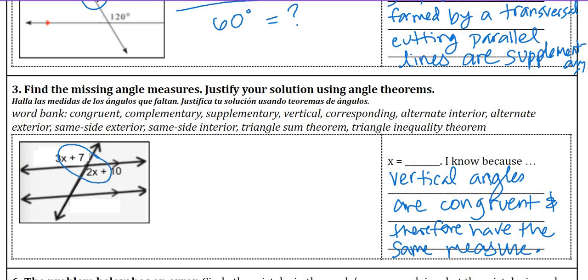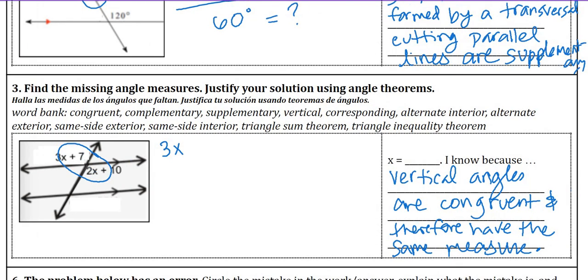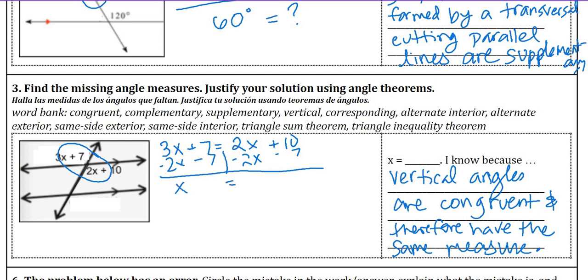So now I just have to figure out what x actually equals. And I know that these angles are vertical and congruent, so they have the same measure. So I can set their expressions equal to one another. I have 3x plus 7 equals 2x plus 10. I want to get x on the same side of the equation and my constants on the same side as one another as well. So I'll subtract 7 from both sides, and I'll subtract 2x from both sides, which on the left-hand side, I'm left with just x, and on the right-hand side, I'm left with just 3. So x is equal to 3.